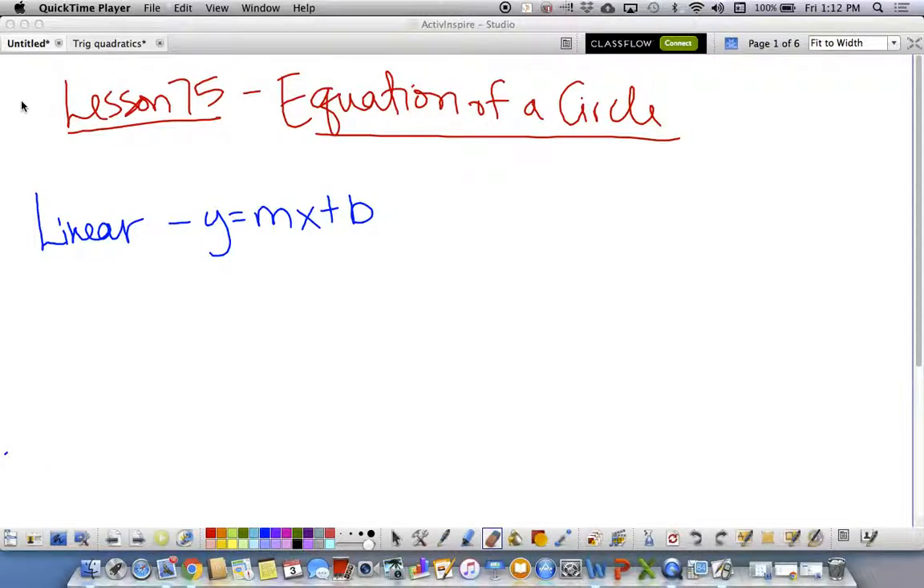Lesson 75. Equations of circles. Some things you know. And you also need a piece of graph paper if you've not gotten it yet. We're going to graph things.